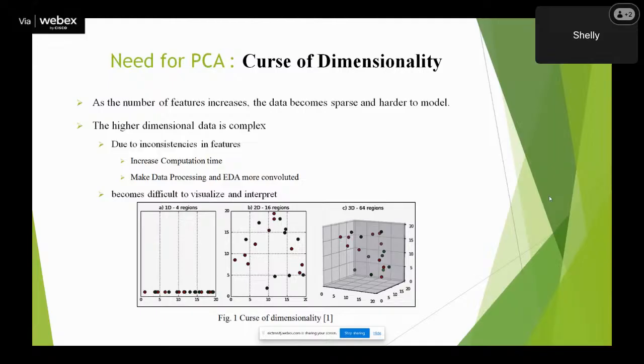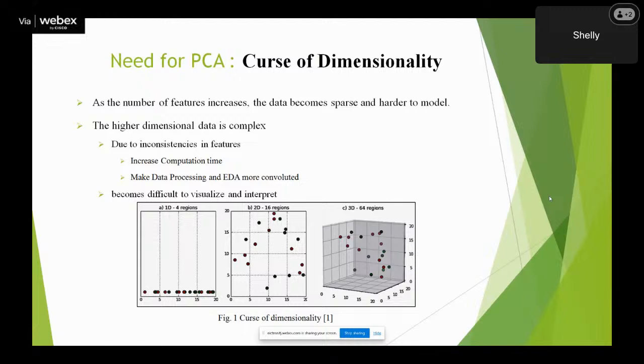So your computation time for finding the same coin increases as you move from 1D to 2D and then to higher dimensions. As we move towards higher dimensions, what we analyze is that it increases the computational time. Higher dimensional data is usually complex. Why is it complex? Due to the inconsistency in the features, which increases the computation time and makes data processing and exploratory data analysis more convoluted. That is why the main idea is to reduce the dimensions.